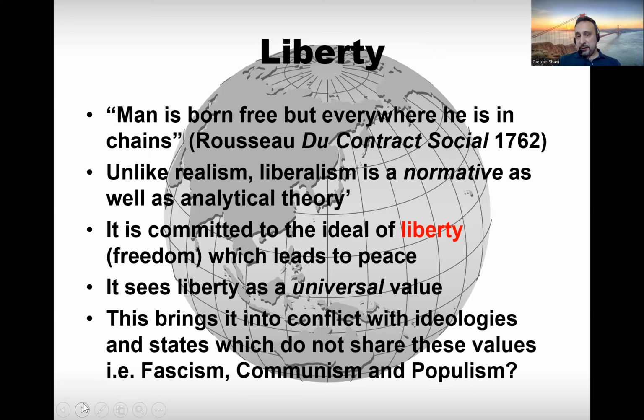Today, in the 21st century, liberals would argue that we are also confronting another threat to liberal values and to the liberal world order. This threat is posed by authoritarian populism. Authoritarian populism is linked to the rise of populist leaders who reject the liberal world order. So examples of these populist leaders would, of course, be Vladimir Putin in Russia.